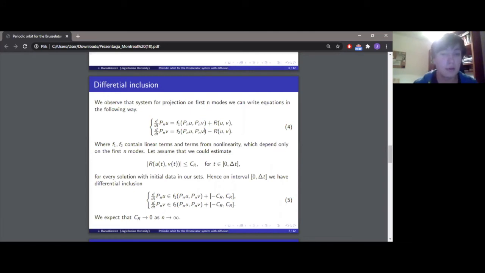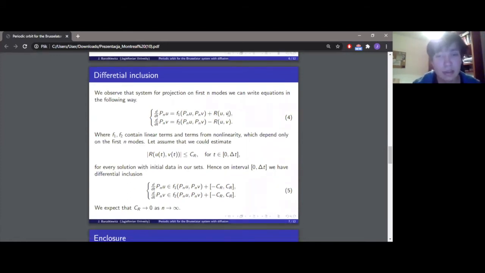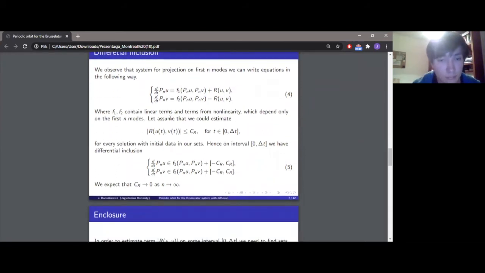We divided this equation into two terms. One of these consists of linear terms and terms that come from nonlinearity, which depend only on the first n modes, and this contains other terms for the projection.